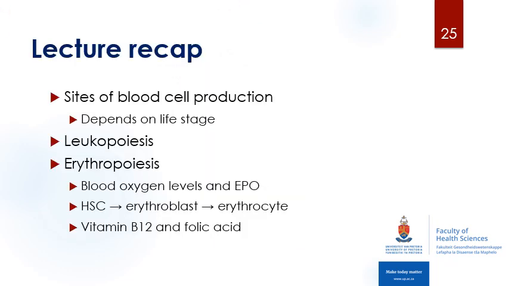So this brings us to the end of the second lecture. In this lecture, we discussed the sites of blood cell production, which differs depending on your stage of life. It starts off in the yolk sac, and then moves on to the liver, and then eventually your bone marrow takes over as the primary site of blood cell production. We also discussed leukopoiesis, which is the formation of your white blood cells, and erythropoiesis, which is the formation of your red blood cells. We talked about the importance of blood oxygen levels in the formation of your red blood cells, and the importance of EPO, which is very important for stimulating red blood cell production. We also discussed recombinant EPO and its important functions.